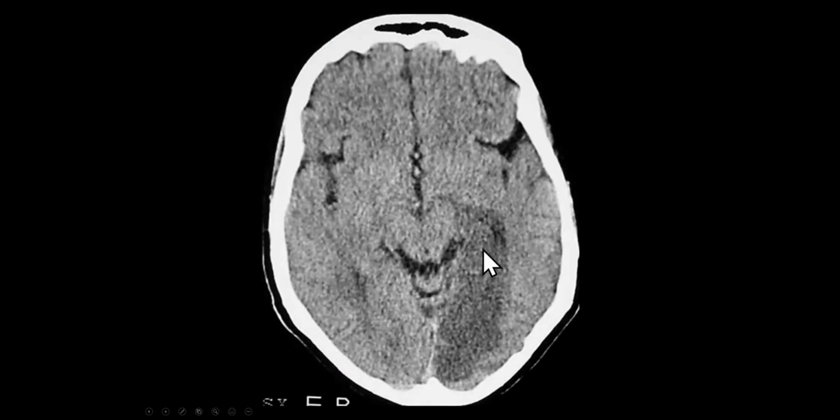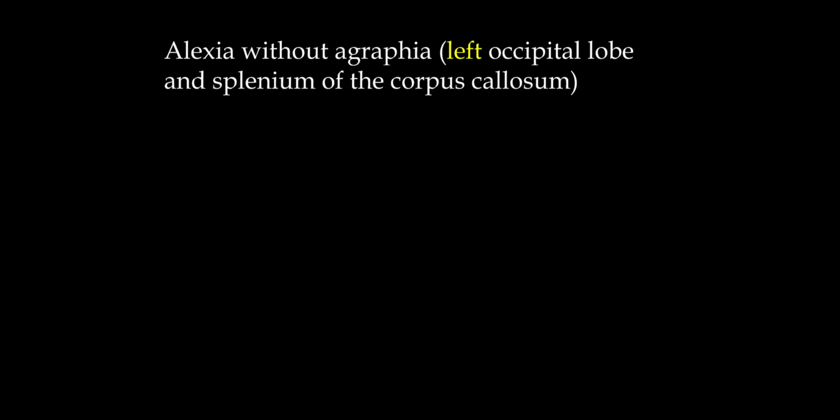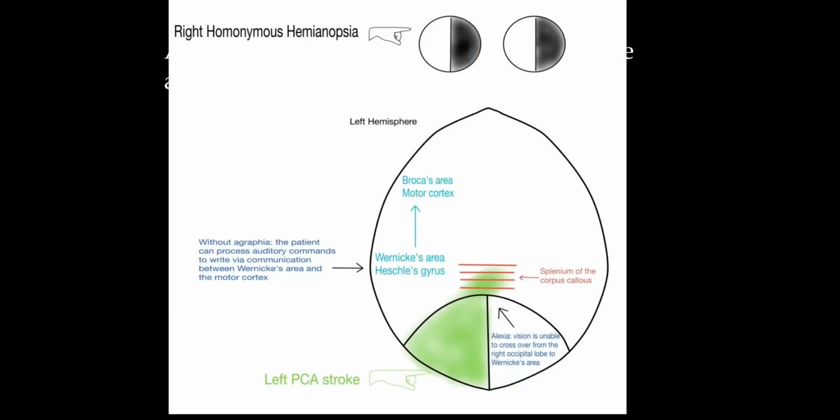All right, so here we can see a posterior cerebral artery stroke. You can see the ischemia all the way around the cerebral peduncle and extending all the way back here to the occipital lobe and undersurface of the temporal lobe. Now, if we have a left PCA stroke, and I'm assuming that the individual is language dominant on the left hemisphere, then we can have alexia without agraphia.